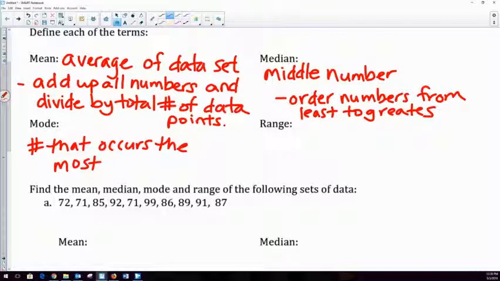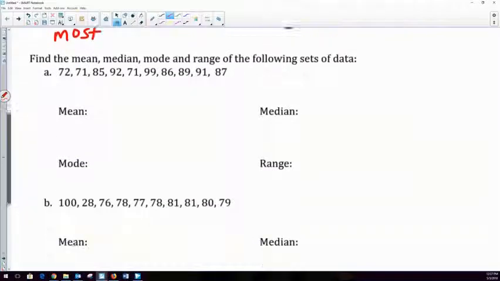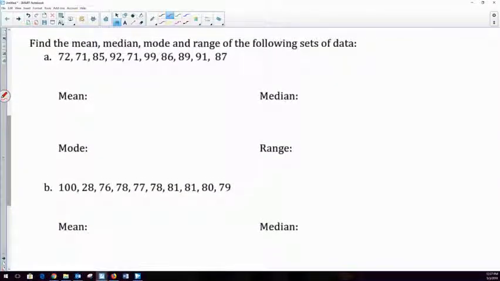The final area that we want to review is the range, and that's simply the biggest minus the smallest. The biggest number minus the smallest. When you put your numbers in order from smallest to biggest, you'll easily be able to tell what those numbers are. So let's pause the video for a moment while you go and calculate the mean, median, and mode for each data set.